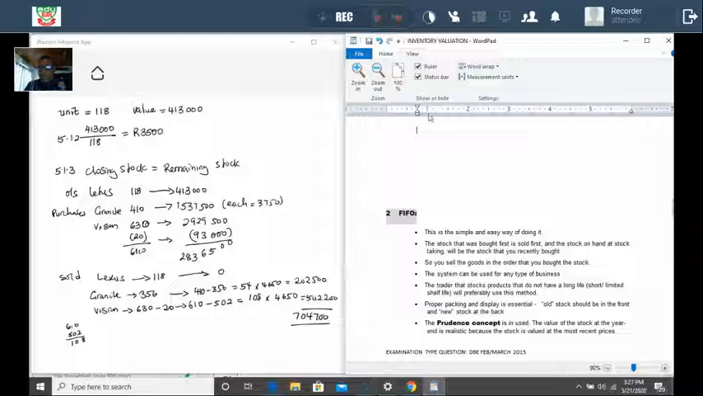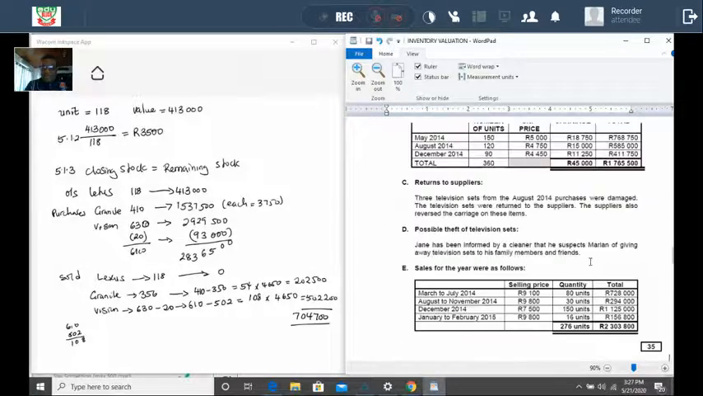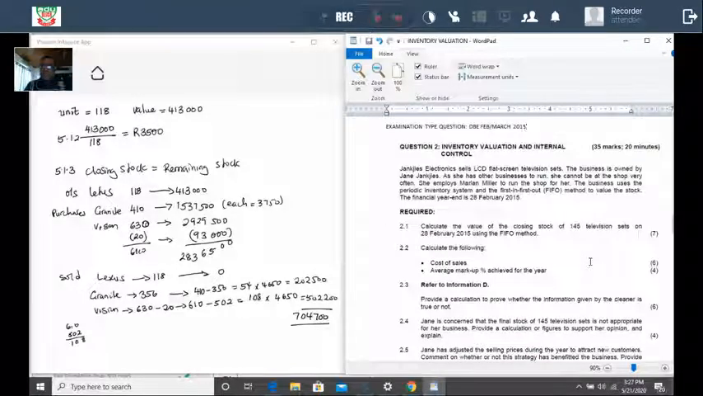So now let us look at an exam type question on this, taken from February, March 2015. Yankee Electronics sells LCD flat screen television. The business is owned by Jane Yankees. As she has other businesses to run, she cannot be at the shop very often. She employed Maureen Miller to run the shop for her.